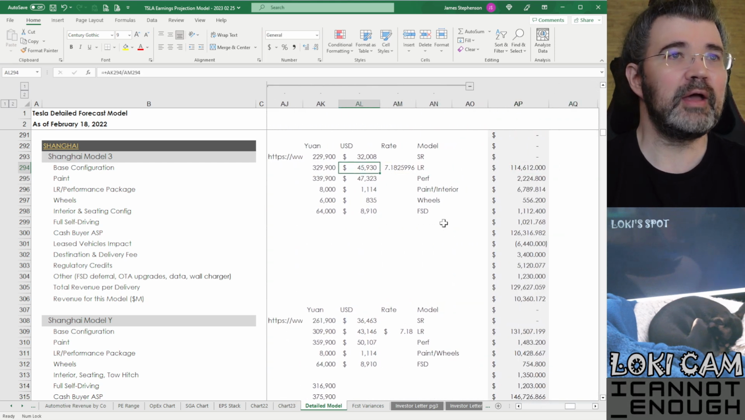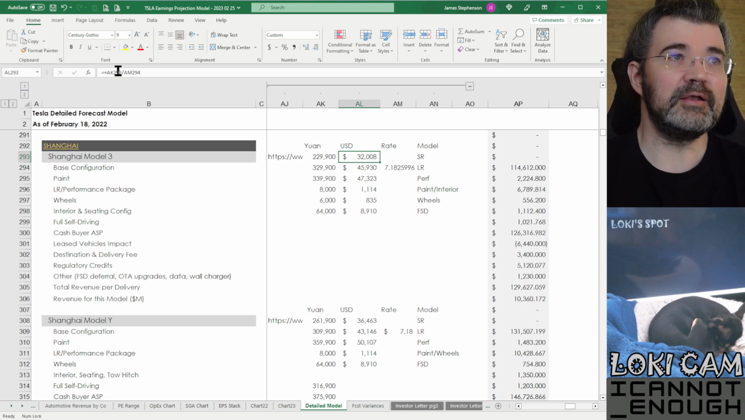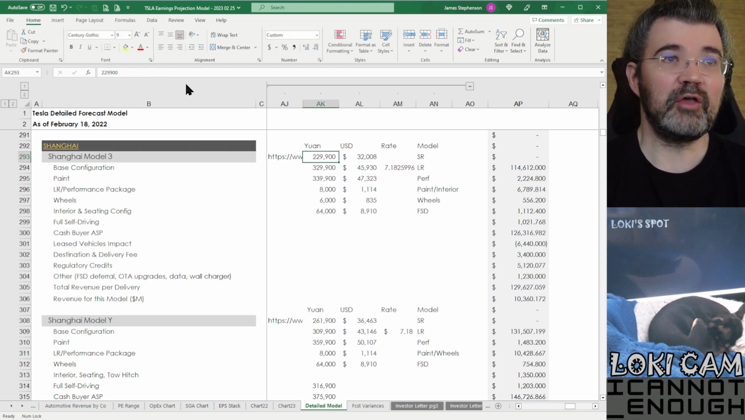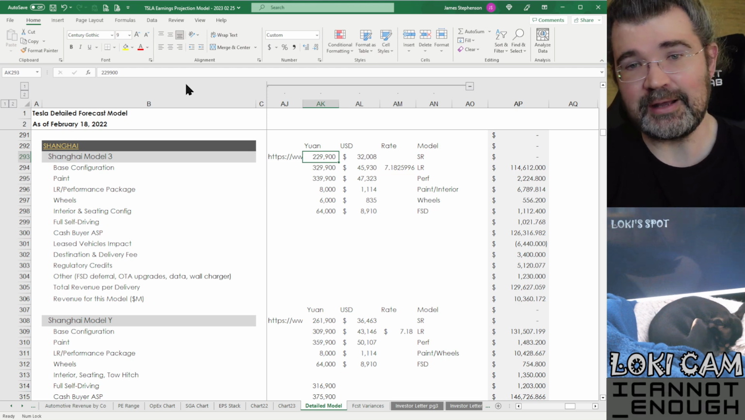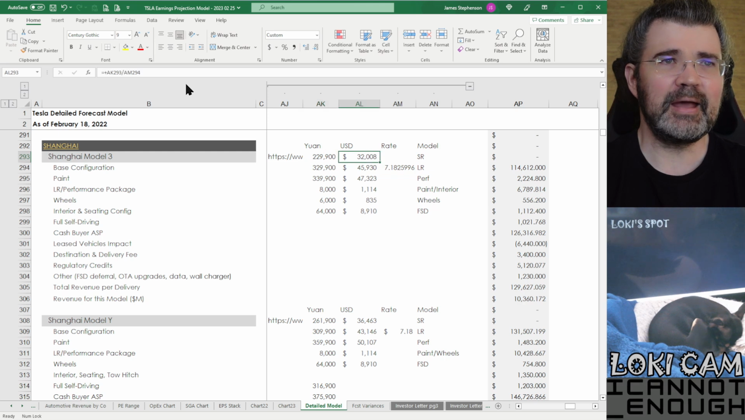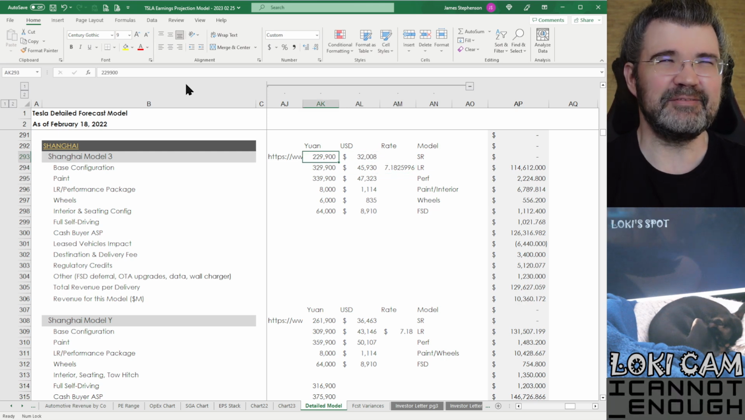Here is AL293 times 0.6. So a $32,008 US dollar conversion if you assume 7.18 yuan per US dollar, at a price point of 229,900 Chinese yuan. And that's how you get to 60% of the amount for that config of Model 3, the short range.